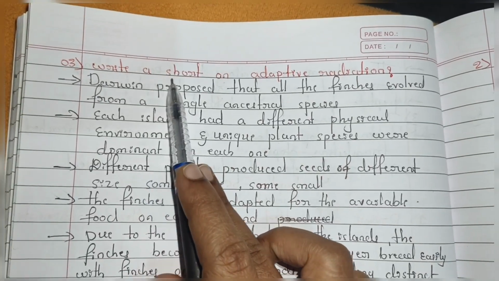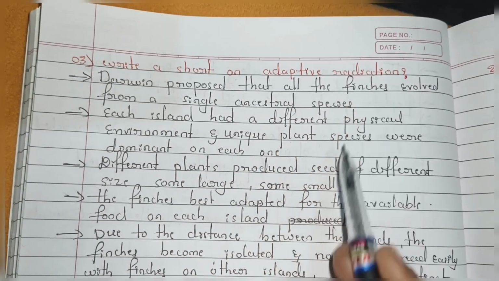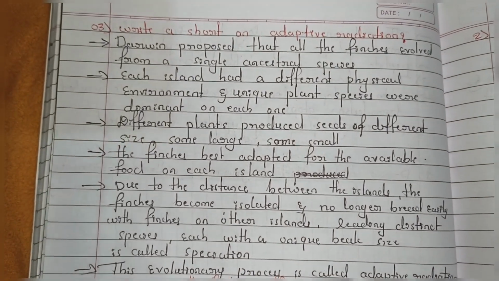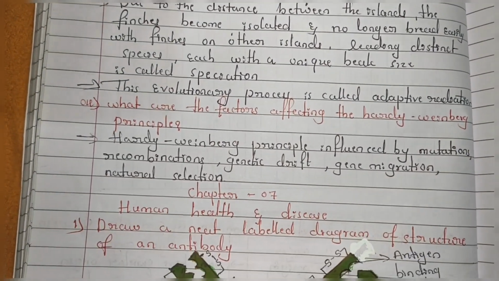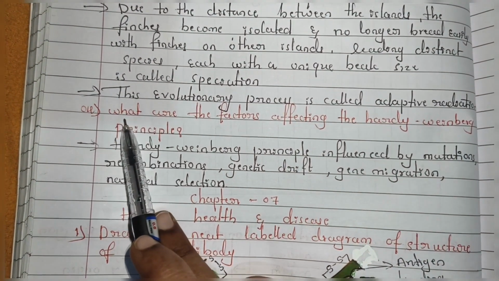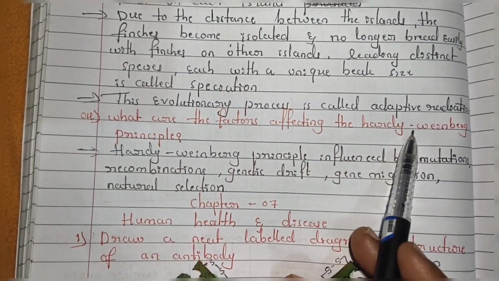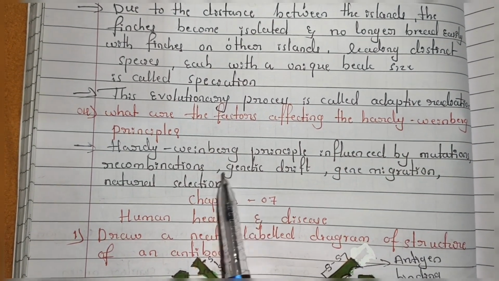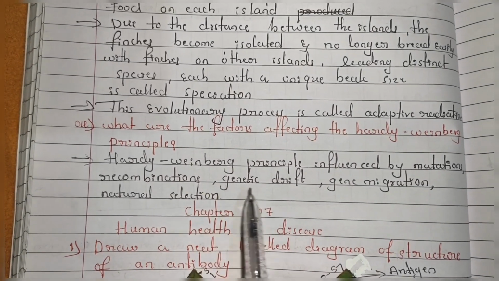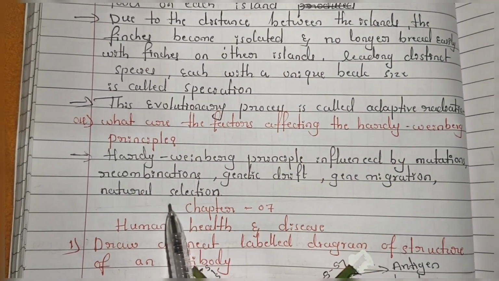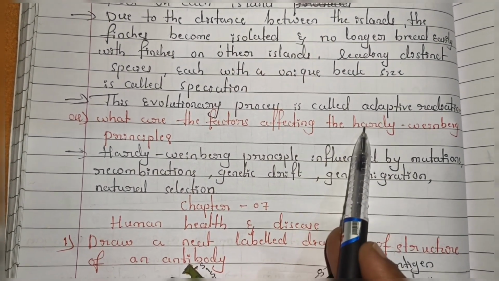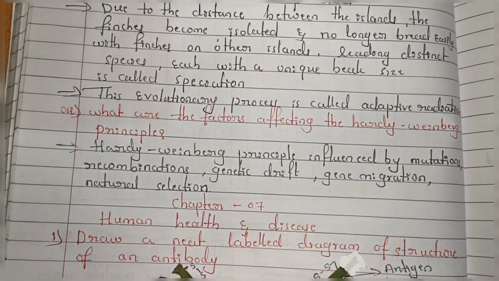Third question: write a short note on adaptive radiation. These are the points, you can read it. Next, most important is the fourth one: what are the factors affecting the Hardy-Weinberg principle? That is mutation, recombination, genetic drift, gene migration and natural selection. These affect the Hardy-Weinberg principle.